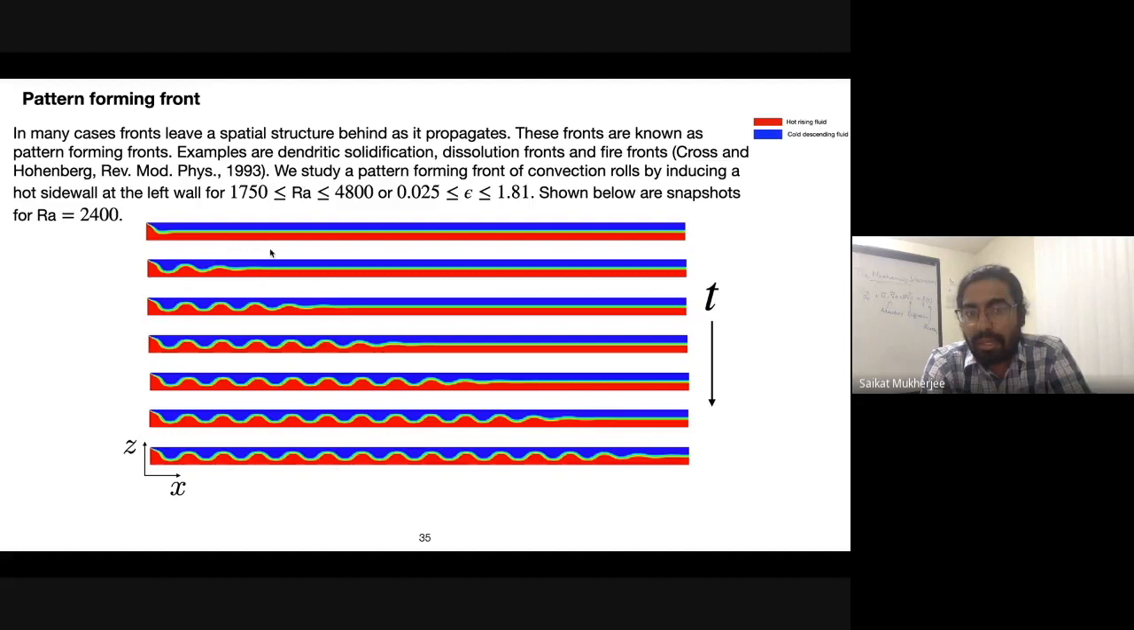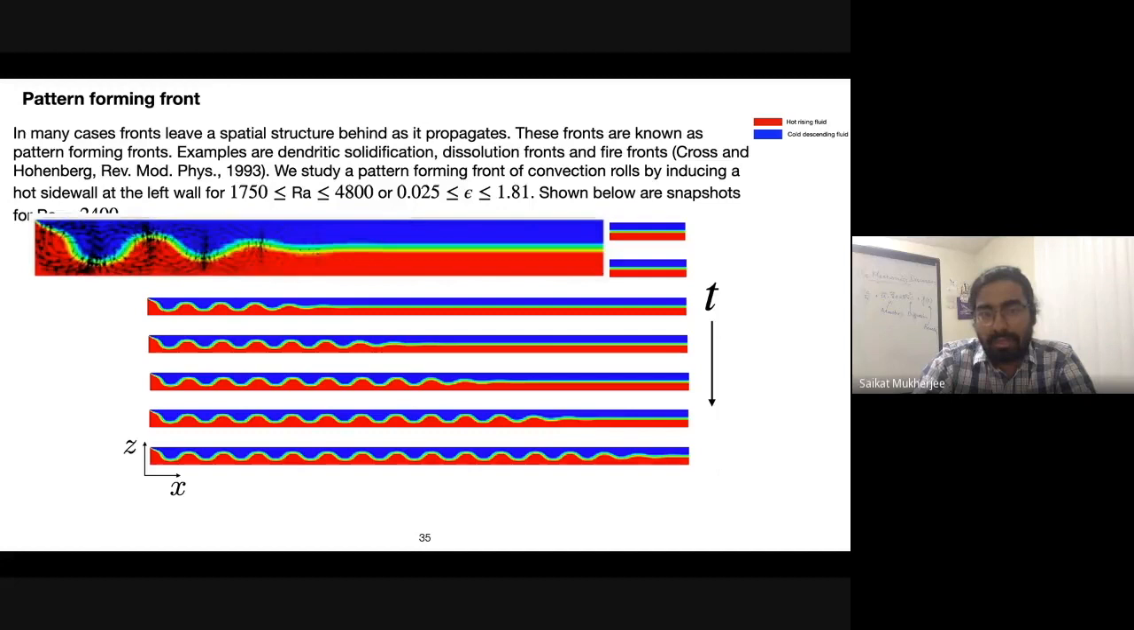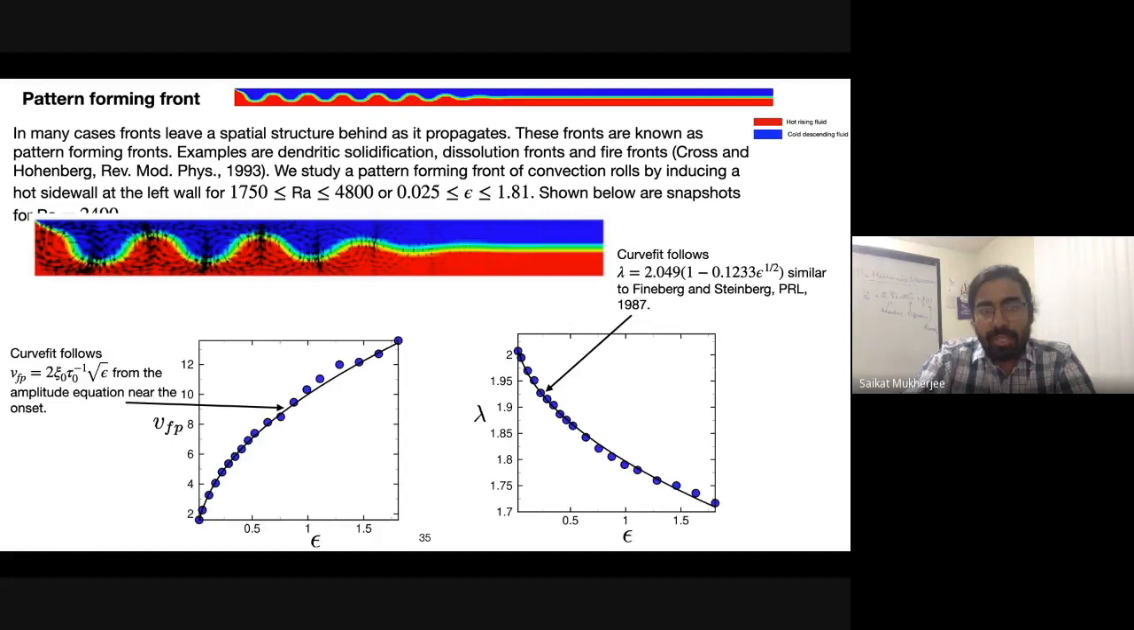on this front, to quantify the velocity and especially the wavelength of the pattern that is selected behind the front. This is a little simulation of this pattern forming front and how it evolves in time. We plotted the front velocity as a function of the reduced parameter, or reduced Rayleigh number, as well as the wavelength of the pattern as a function of the reduced Rayleigh number.